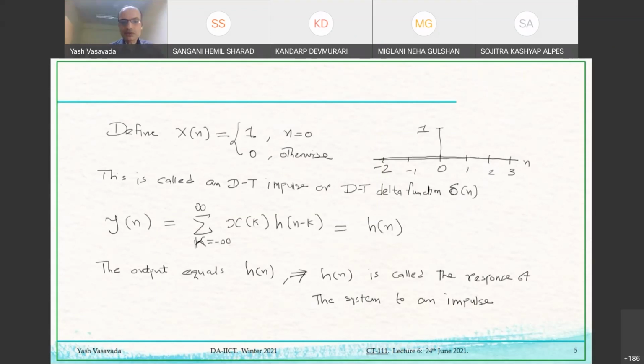It's called impulse response. This is not a new concept for you, actually.